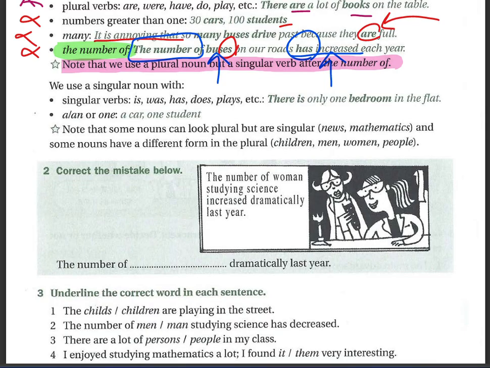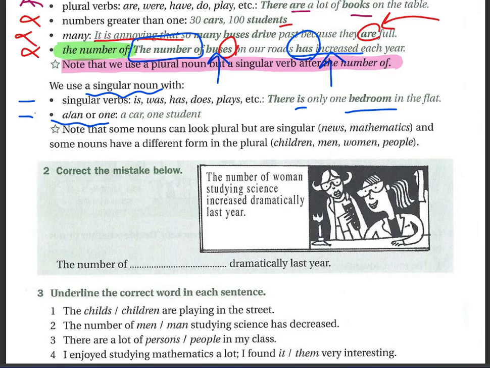We use a singular noun with... Now let's talk about singular nouns. 1. With a singular verb like is, was, has, does, plays. There is only one bedroom in the flat. We use a singular noun with a, an or one. A cat, one student. So when a noun is singular, a, an or one is used with it.